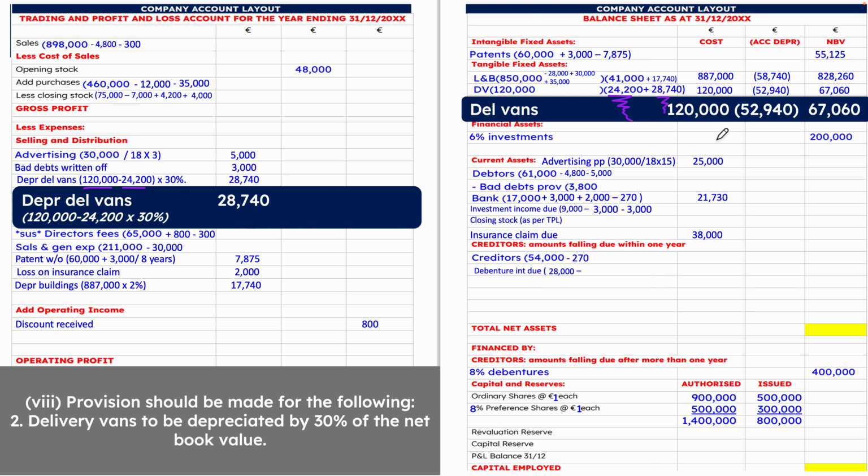So overall, you're going to have 120,000 in the cost for the delivery vans. You're going to have 52,940 in the accumulated depreciation, and you're going to have 67,060 in the net book value. So that's adjustment number 2 done.